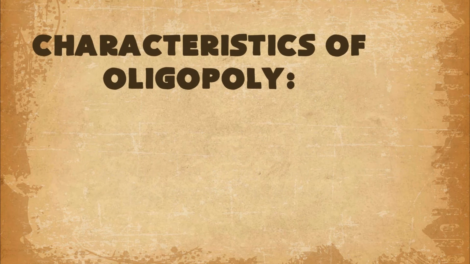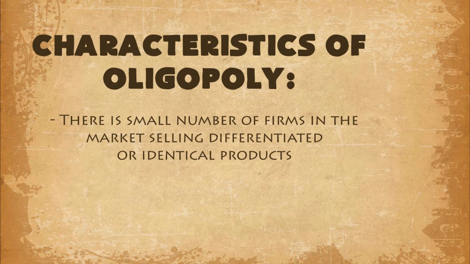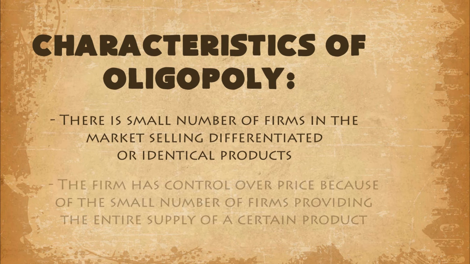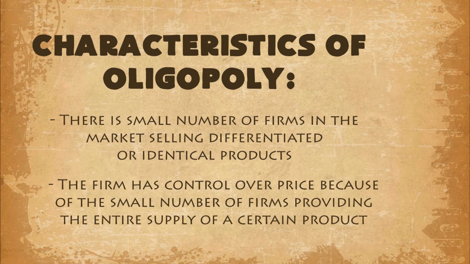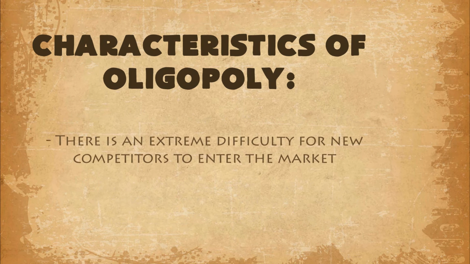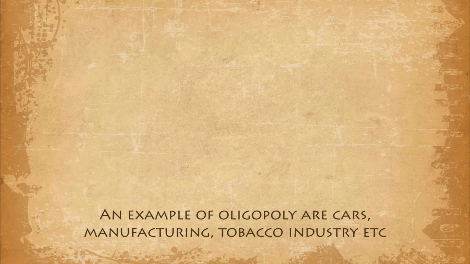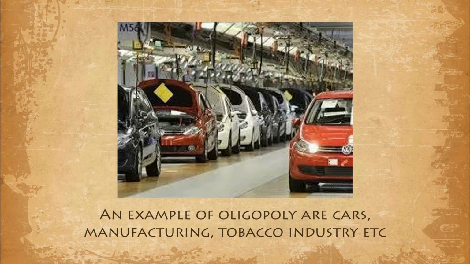The characteristics of an oligopoly include a small number of firms in the market selling differentiated or identical products. The firm has control over price because of the small number of firms providing the entire supply of a certain product. There is extreme difficulty for new competitors to enter the market. Examples of oligopoly are car manufacturing, the tobacco industry, etc.